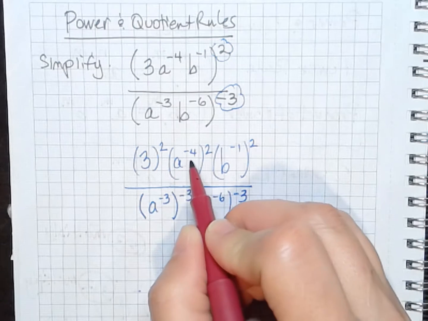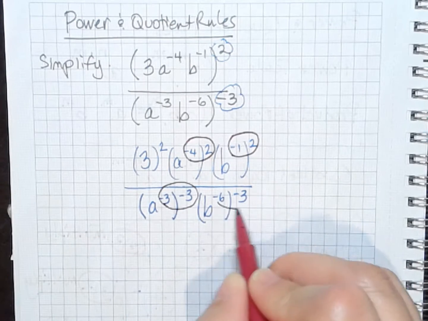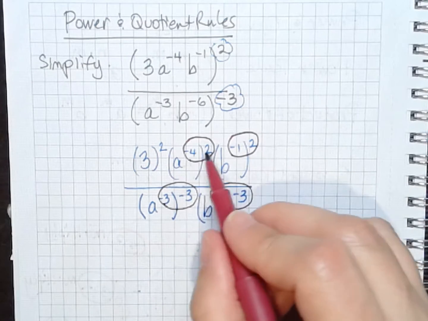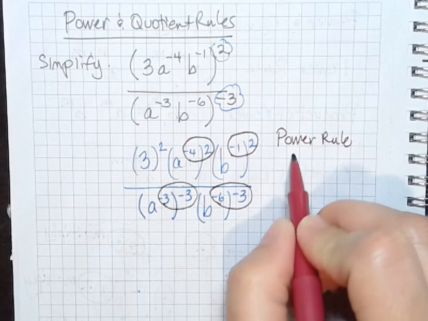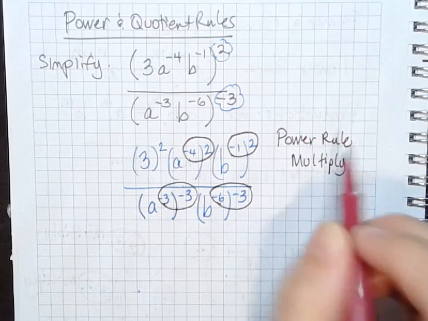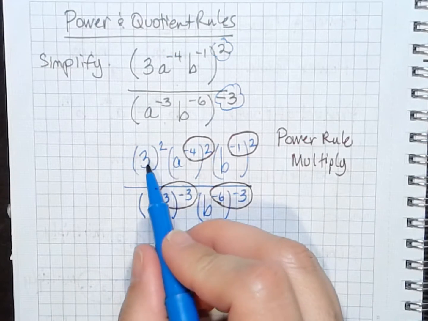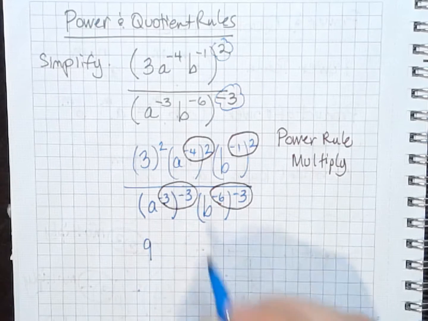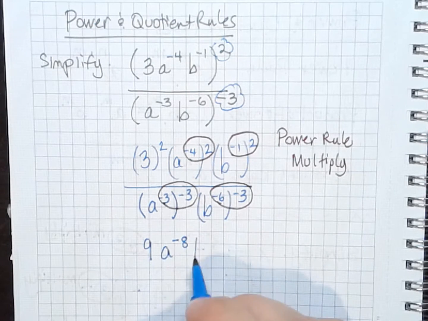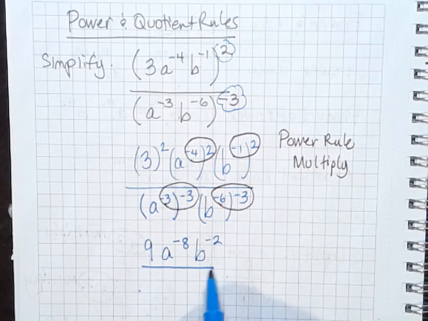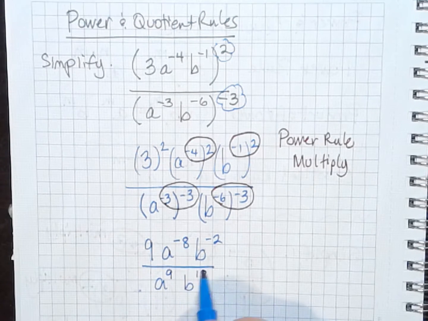Okay, so I'm going to go to my bases that have double power right here. That's your power rule. Remember, with your power rule, if a base has double power, you are supposed to multiply the powers. So I would get 3 squared, simplifying the numerator, 9. And I have a to the negative 8, multiplying negative 4 times 2, b to the negative 2, over a to the positive 9, and b to the positive 18.